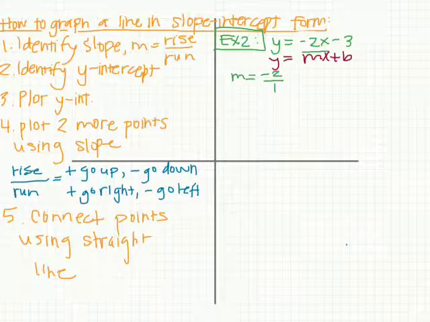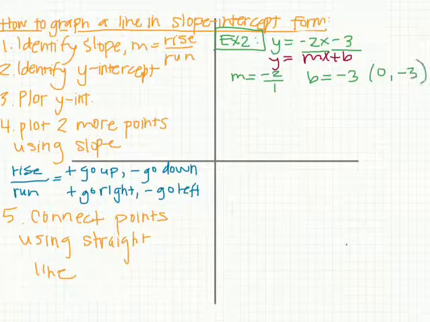Step number 2 tells me to identify the y-intercept. My y-intercept is right over here. It's the constant. And I need to include that negative. So my y-intercept is negative 3, or I can write that as a point, (0, negative 3). Step 3 is to plot my y-intercept. So let's go down 1, 2, to (0, negative 3).